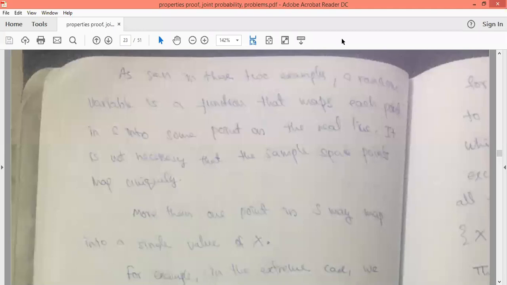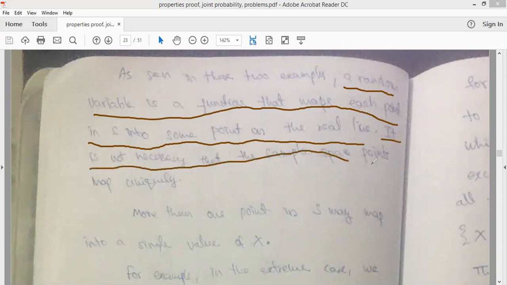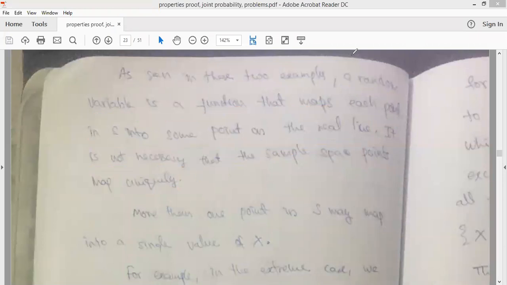In these two examples we have clearly seen what a random variable is. A random variable is a function that maps each point in S, the sample space, into some point on the real axis. You also have to remember that it is not necessary that the sample space points map uniquely. For every point you need not have another point on the real axis. Unique representation is not required.